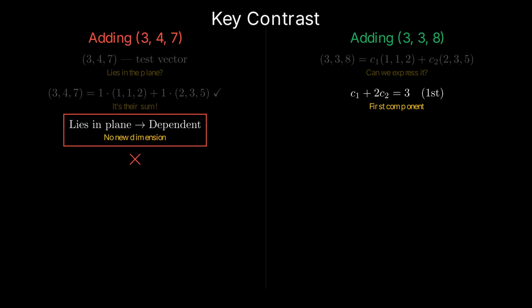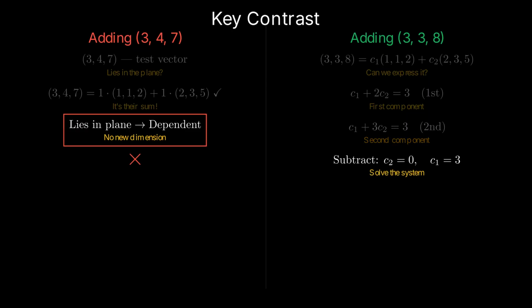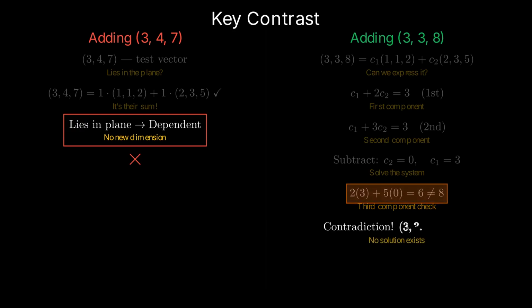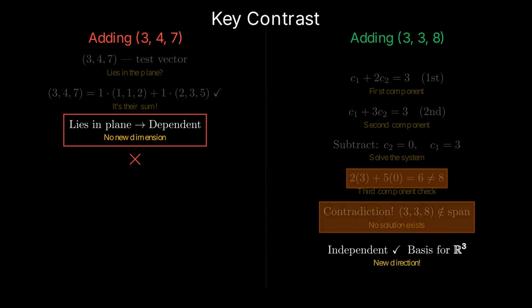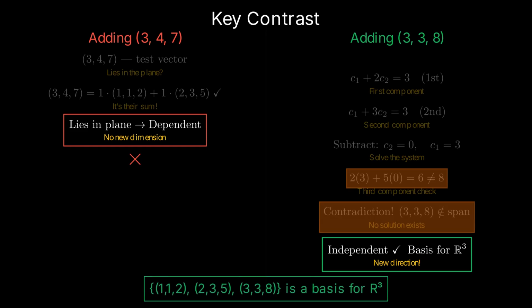Looking at the first component, we get c1 plus 2c2 equals 3. From the second component, c1 plus 3c2 equals 3. Subtracting the first equation from the second, we find that c2 equals 0, and therefore c1 equals 3. Now we check the third component. 2 times 3 plus 5 times 0 gives us 6. But we need 8, not 6, right? That's a contradiction. The system has no solution. This means 3, 3, 8 is not in the plane. It points in a genuinely new direction, and adding it to the pair creates a basis for all of R3.